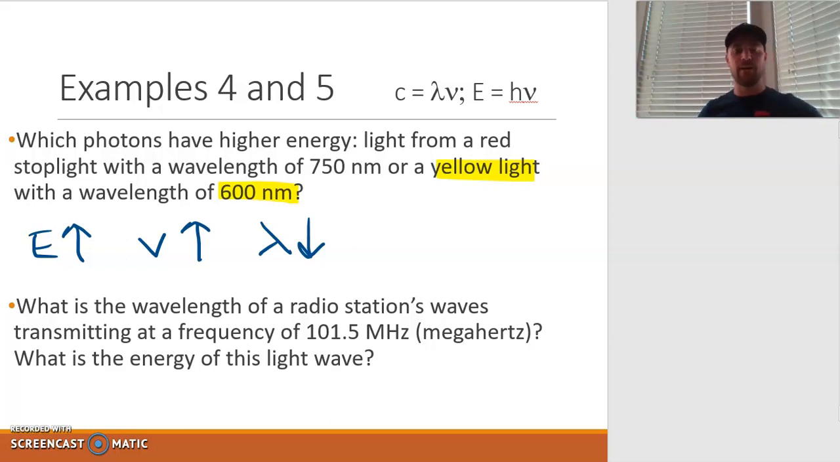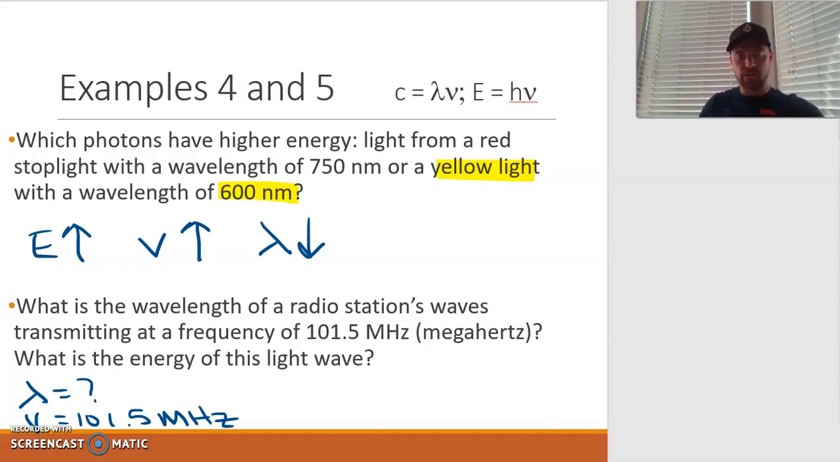Now let's look at example number 5. Example 5 asks us, what is the wavelength of a radio station's waves that is transmitting at a frequency of 101.5 megahertz? Additionally, what is the energy of this light wave? So let's first solve for wavelength. So I want to figure out what wavelength is, knowing that frequency is 101.5 megahertz. And if you didn't notice, that's actually a radio station. Radio stations, when you tune in your car, are always in megahertz. So in order to do this problem, we'll need to be able to convert from megahertz to just hertz.